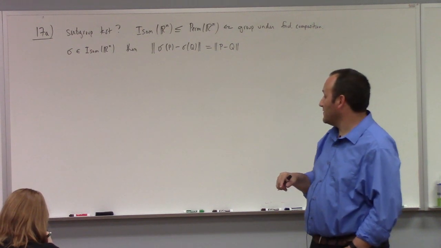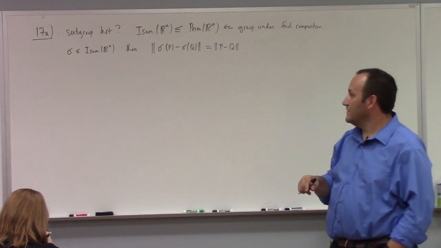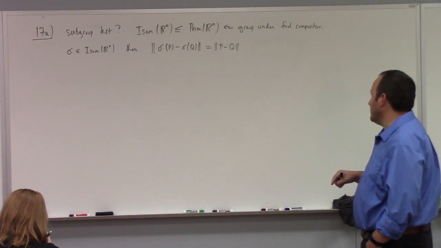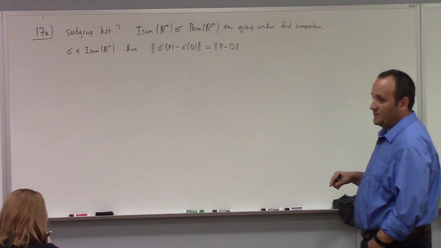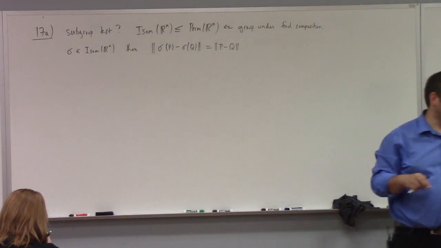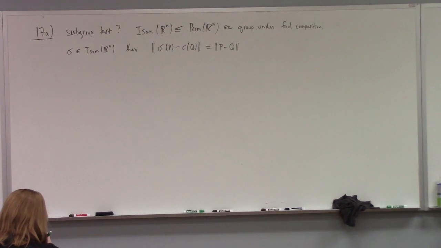Showing closure, great, good start. And I'm guessing I think I know how you did that, but you want to show that this condition holds for sigma inverse, right? So what do you guys think? How are you going to do it? Any ideas?